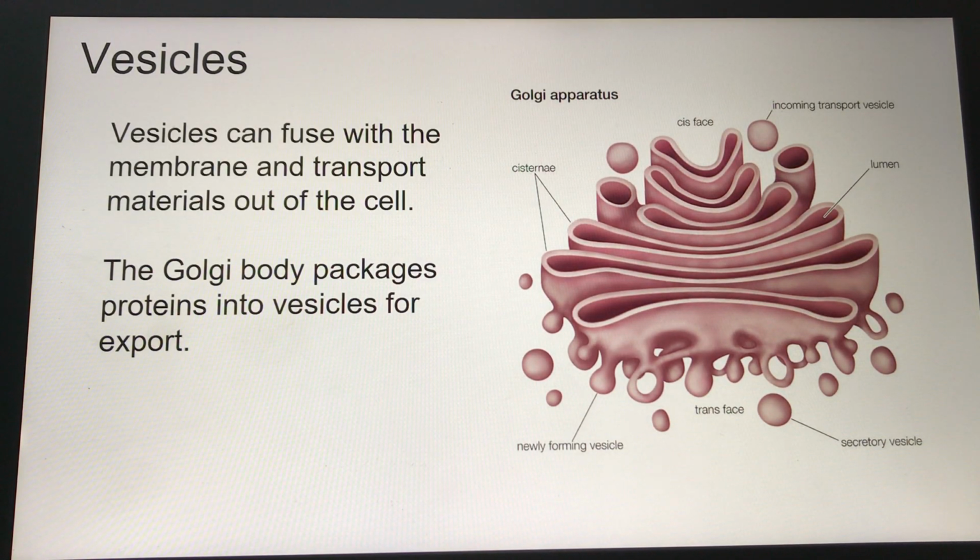Right, these little vesicles that we mentioned, they can fuse with the cell membrane and transport materials out of the cell. So they're going to move from the trans face towards the cell membrane and out of the cell. And of course, inside of them, they have those little proteins that were manufactured.